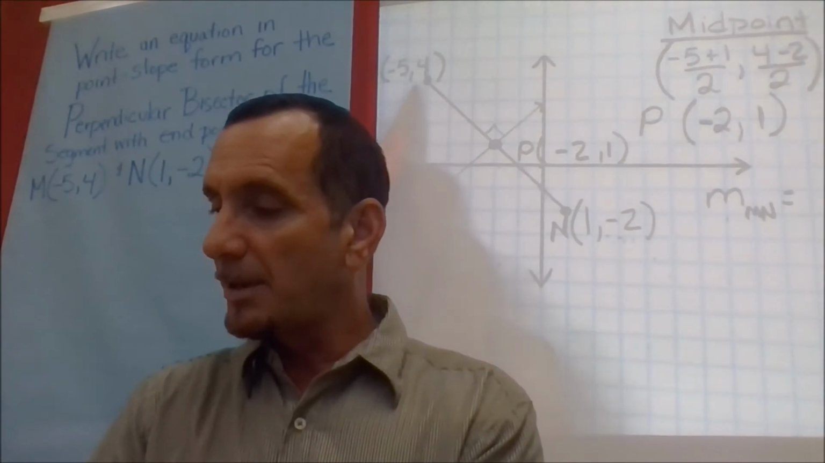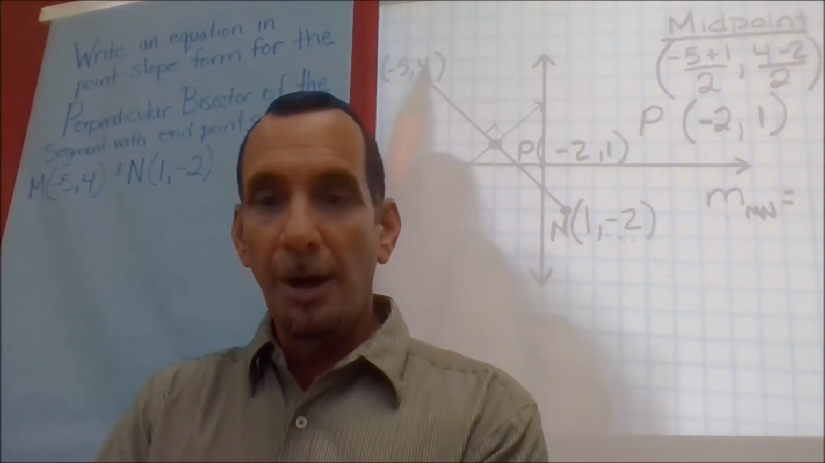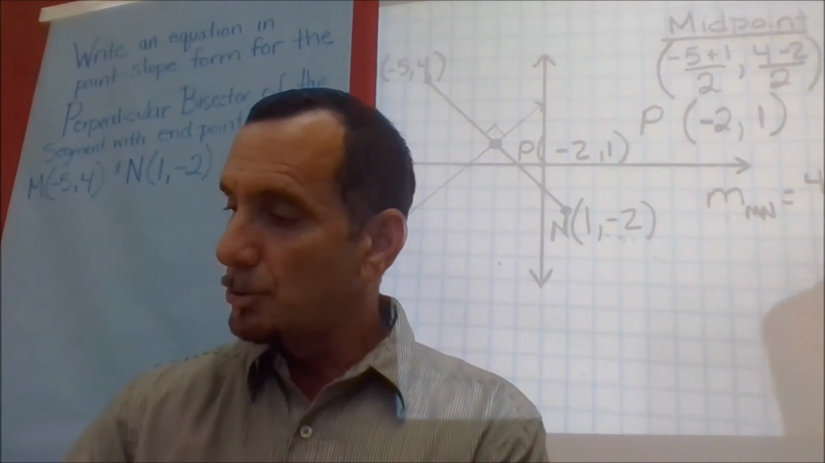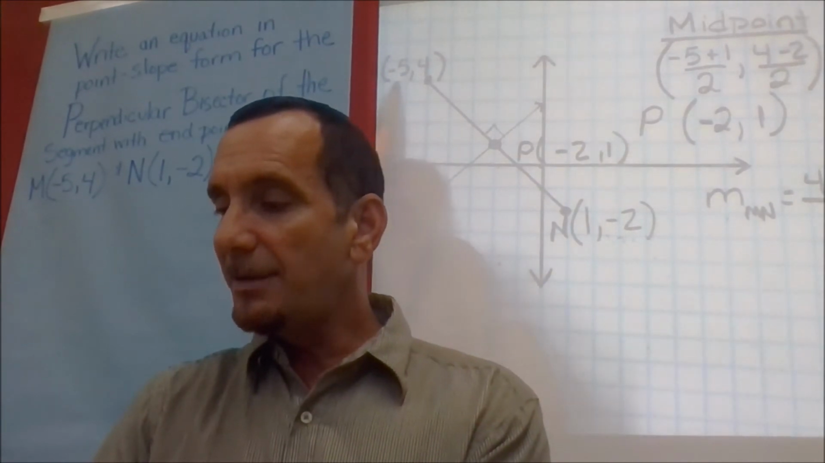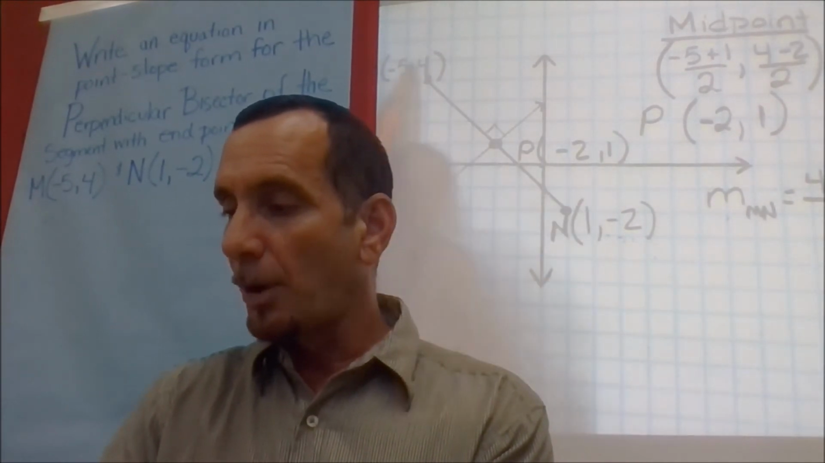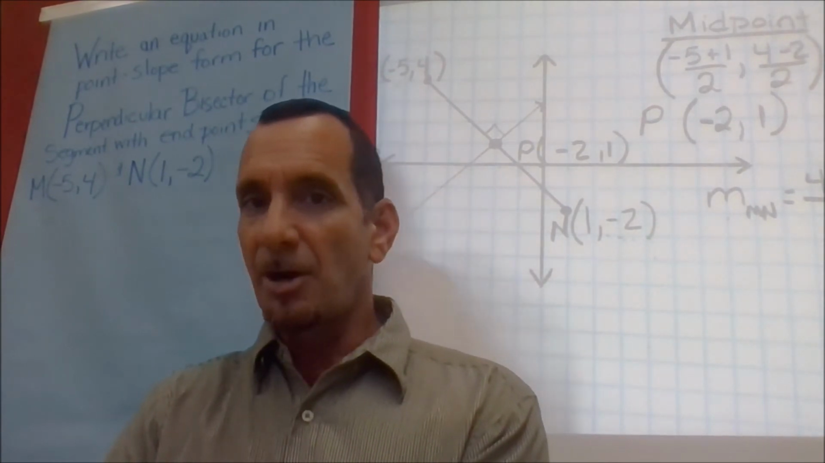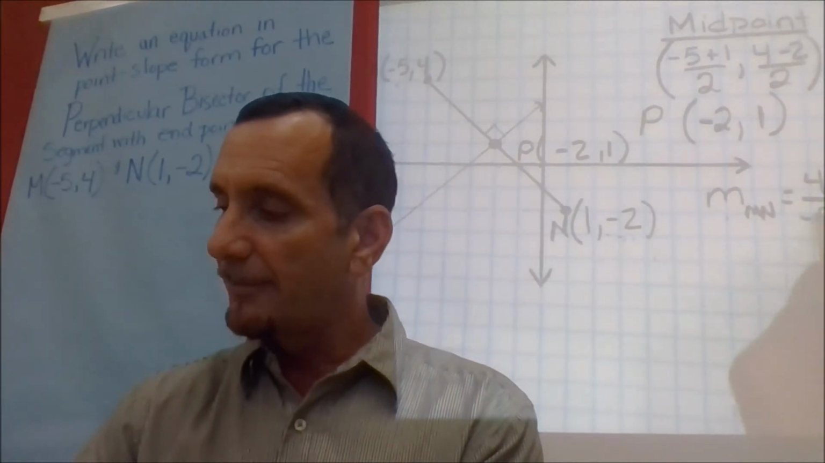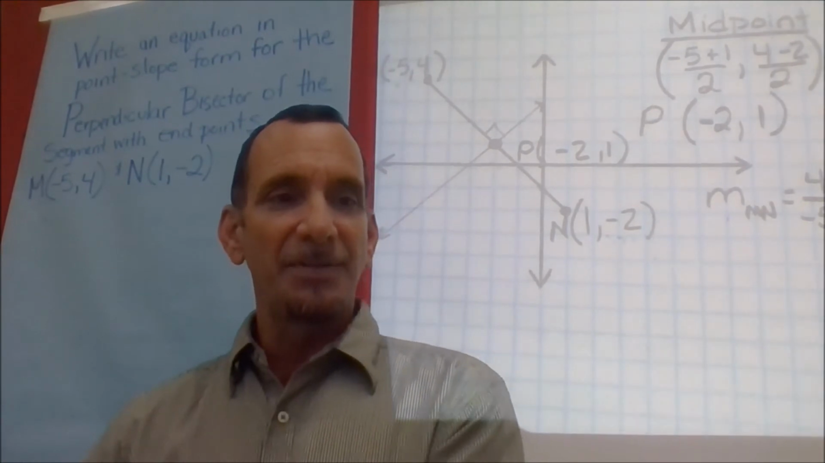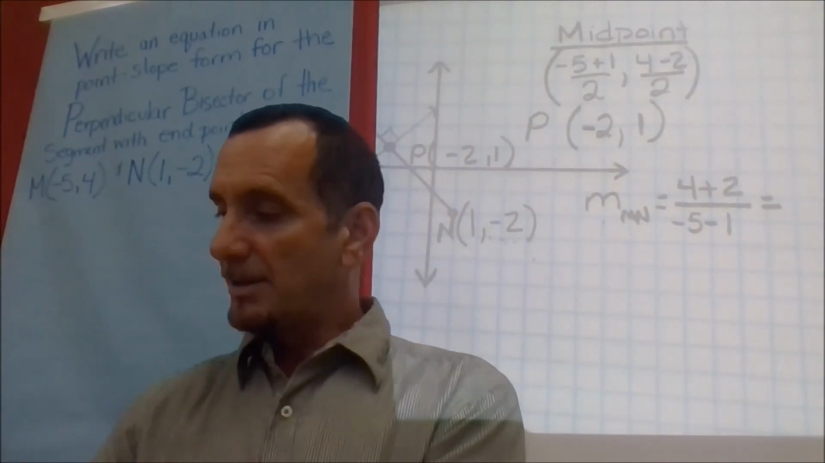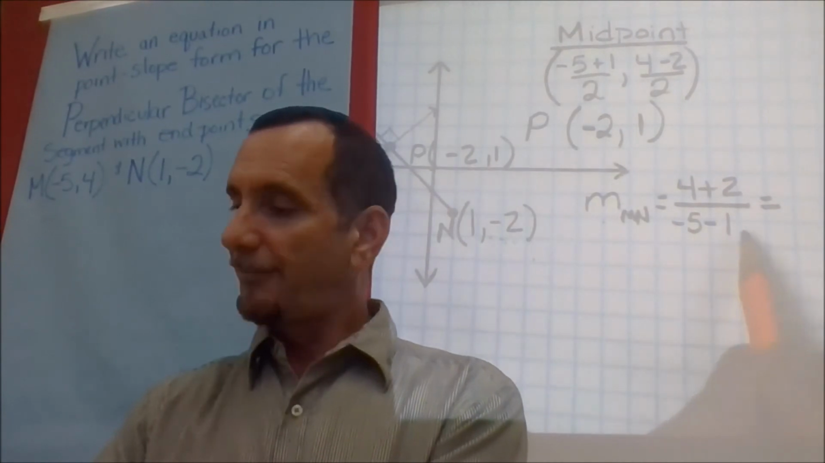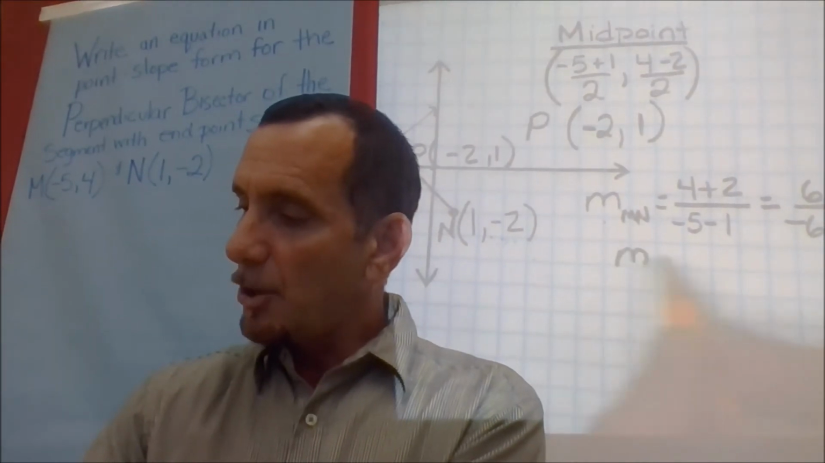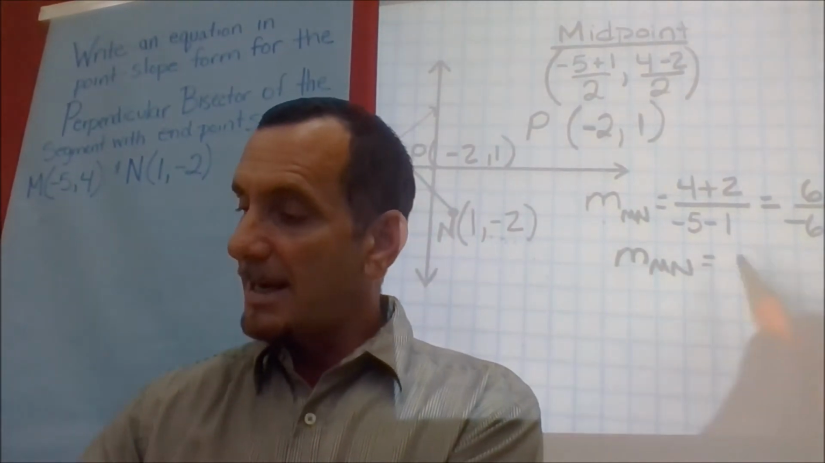Because I'm used to doing slope, I'm going to say 4 minus a negative 2. So I'm just going to say 4 plus 2 over negative 5. Remember, I started with this 4, so I have to continue with the x's starting with this x. Negative 5 minus 1. And we find that that slope is 4 plus 2 over negative 5 minus 1, and that is a 6 over negative 6, and the slope of MN is a negative 1.